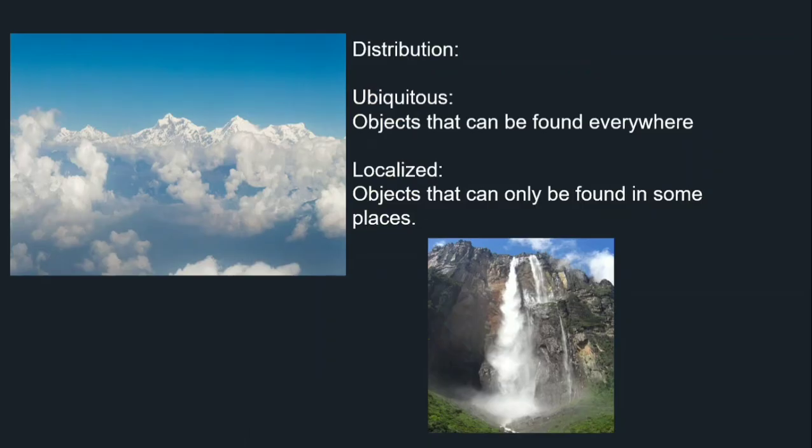Distribution. On the basis of distribution, they are divided into 2 parts, which are ubiquitous and localized. Ubiquitous is found everywhere and localized is only found in a few places. Examples of ubiquitous are air, water, etc. For localized, house, a type of house, waterfall, etc.